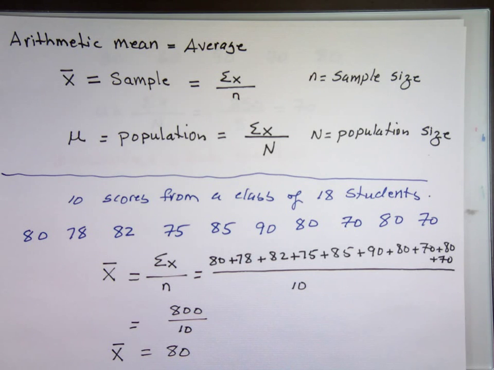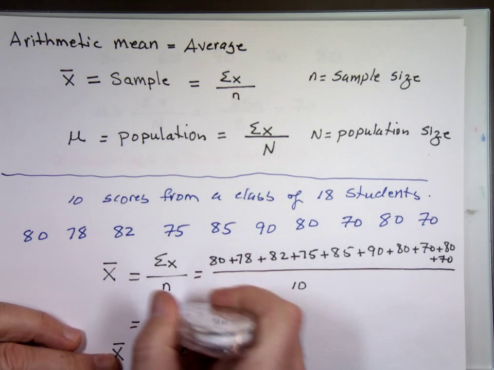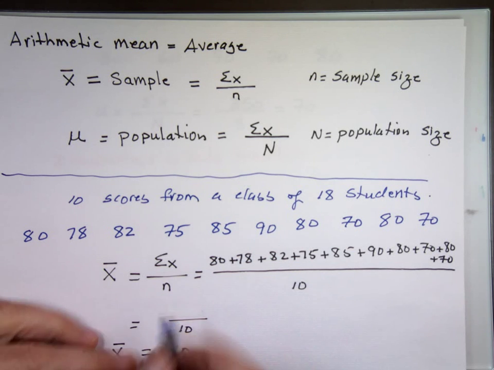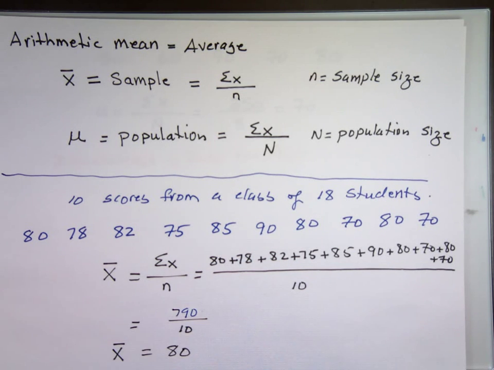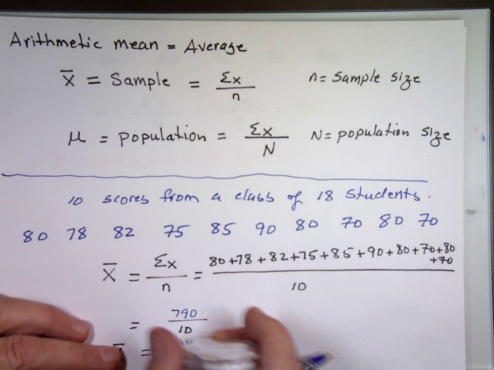You added them on the calculator? By hand on my calculator. Okay. Just want to make sure. So if it's 70, oh, the average is now 79.